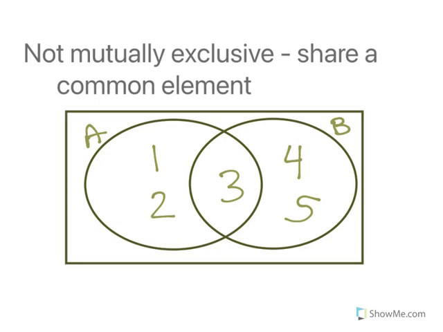Contrary to that, if things are not mutually exclusive, that means they do share a common event. So in this Venn diagram, we see that the overlap of A and B shares the element of 3. Since they share something, they are not mutually exclusive. So if you are a visual person, you might see if you can draw some kind of diagram to help you determine whether or not they share a common element.